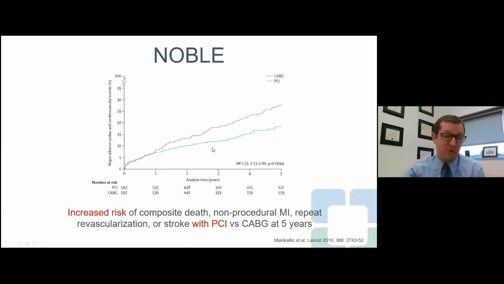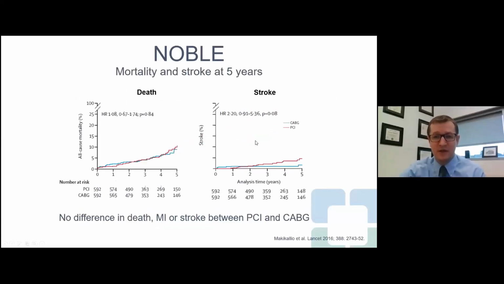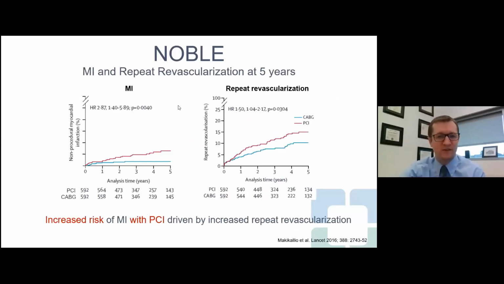And what NOBLE found was that there was an increased risk of this composite of death, non-procedural MI, repeat revasc, or stroke with PCI compared to CABG. However, that was driven mostly by this non-procedural MI piece. As you can see here, there was no difference in death. There may have been a trend towards a benefit in stroke towards CABG, but very low numbers of events.